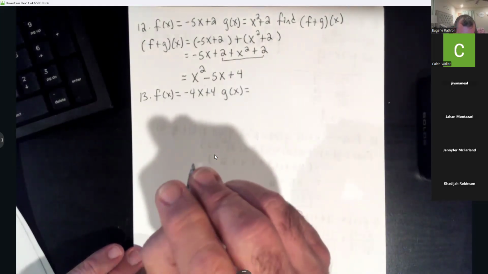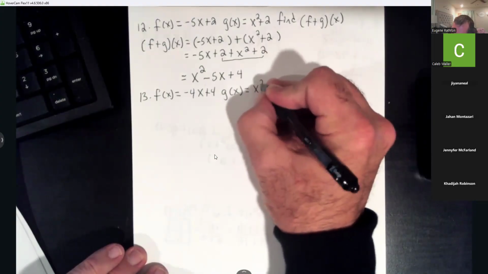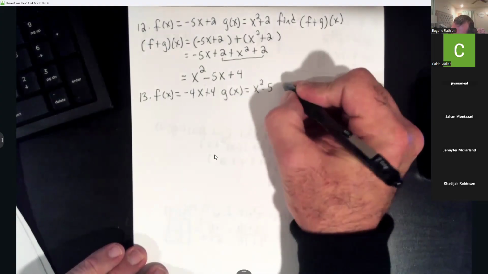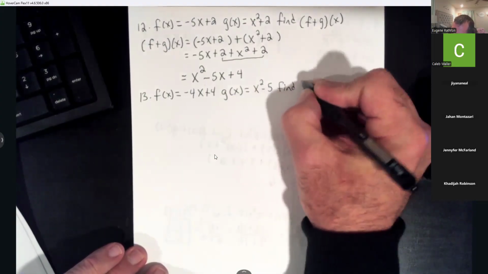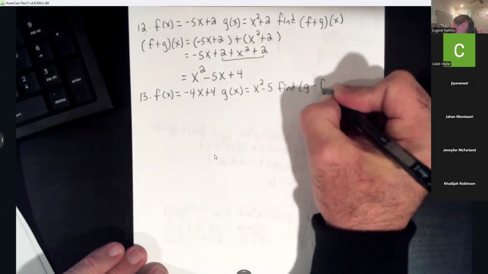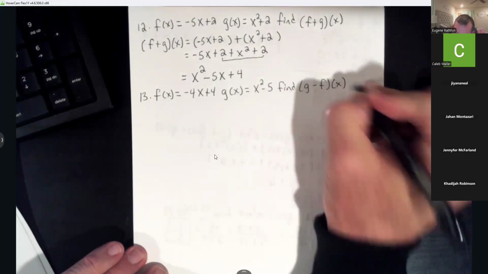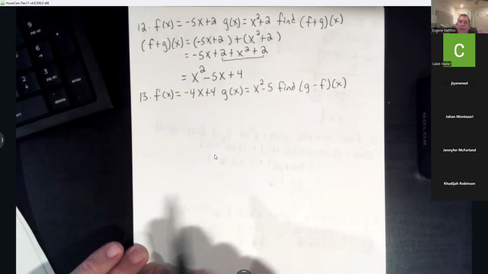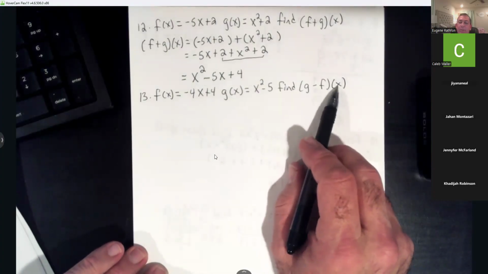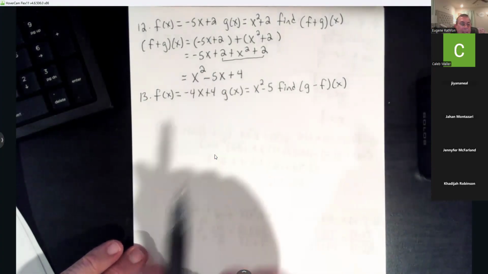g of x is going to equal x squared minus 5. This time we're going to find g minus f of x. Once again, they're not giving me a number, so we're going to end up with a lot of x's, okay?